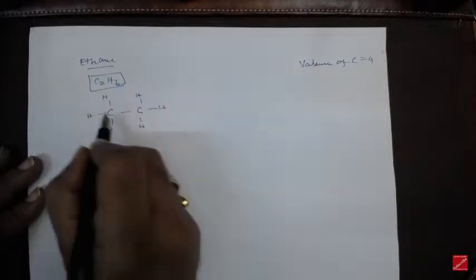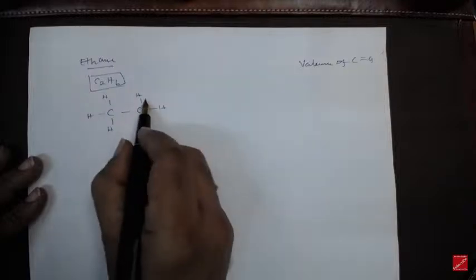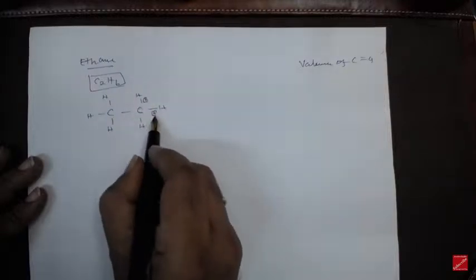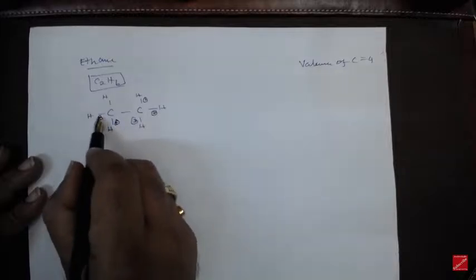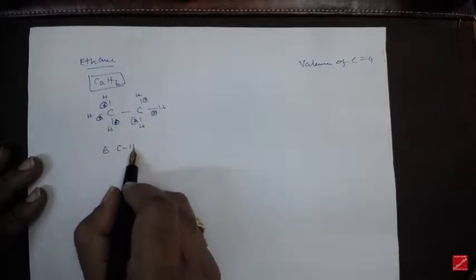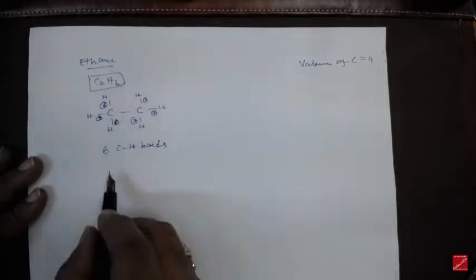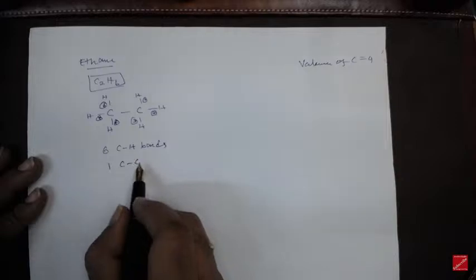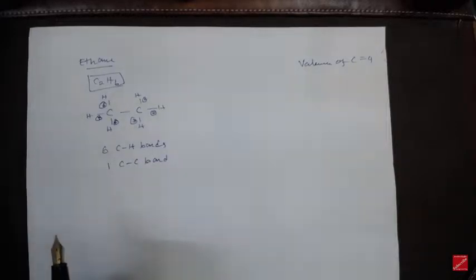Are you able to follow? And how many CH bonds are there? There are 1, 2, 3, 4, 5, 6. So there are 6 CH bonds and 1 CC bond. So you should be able to count the bonds also.